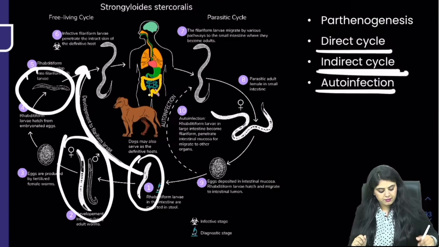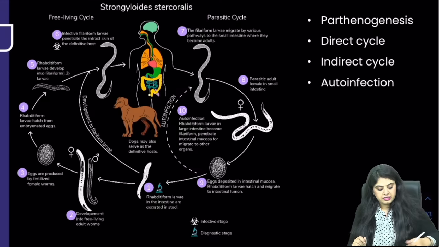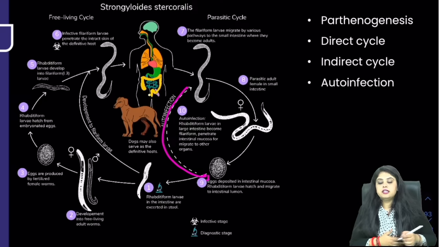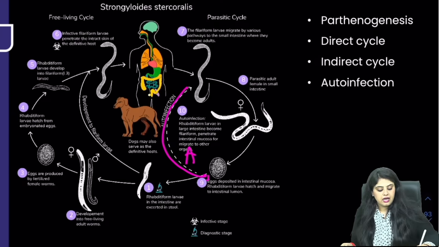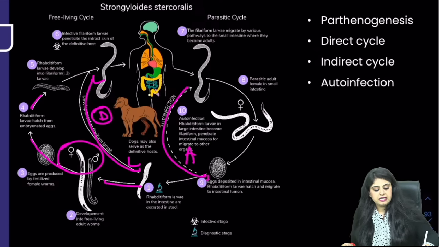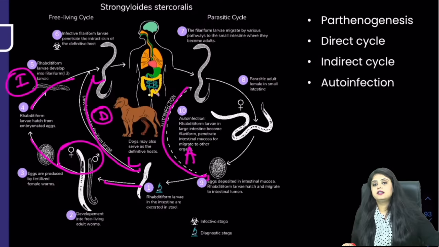So let's do a recap. Very simple. If I see self-to-self infection occurring, that is auto-infection. Larva-to-larva developing occurring, that is a direct cycle. Larva to adults, then mating, then again larva, that is indirect cycle.